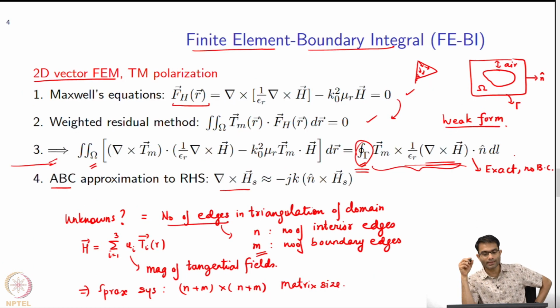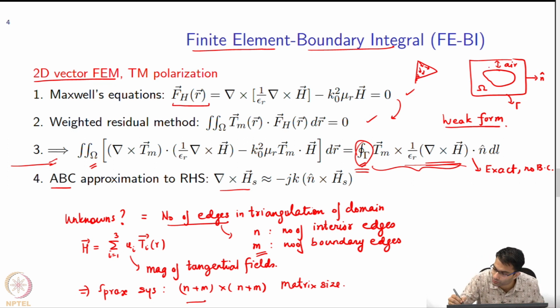Yeah. So n is the number of interior edges. So you have your triangulation of the scheme and the edge could either be in the interior or on the boundary. So n is interior, m is boundary. So that is why my matrix size was n plus m cross n plus m. Yeah, exactly. Okay.